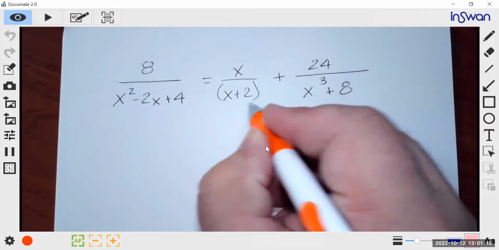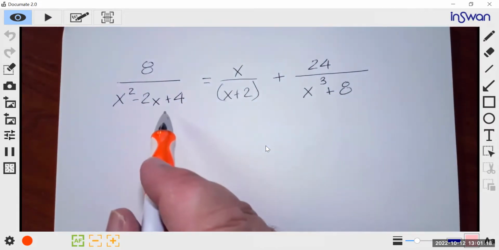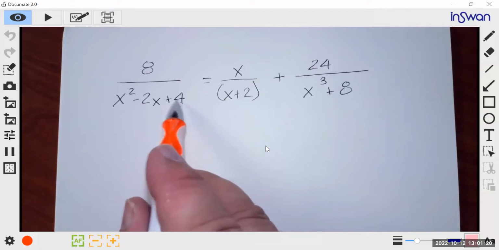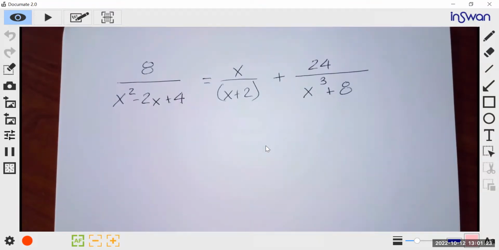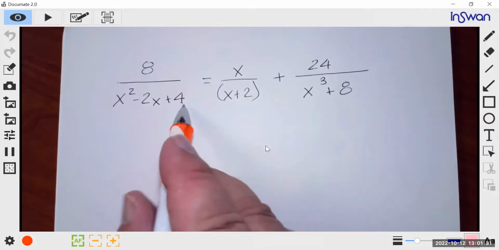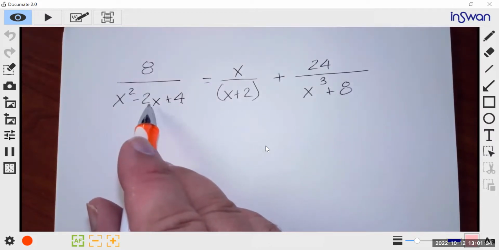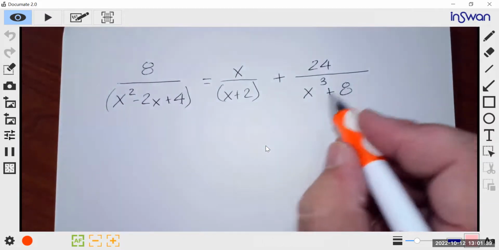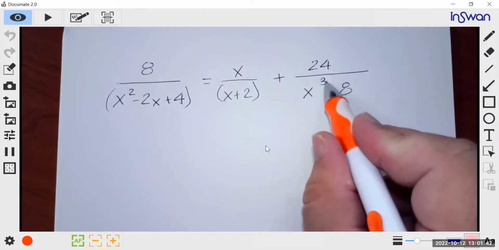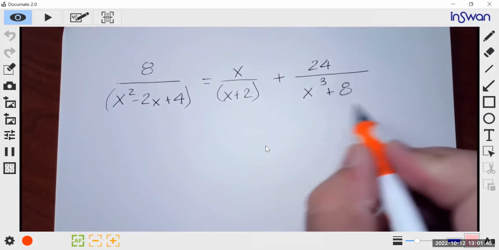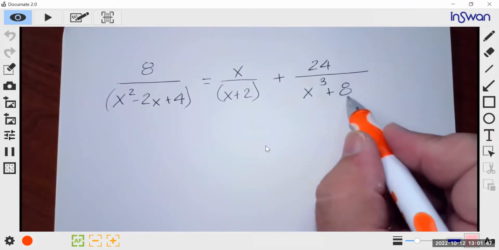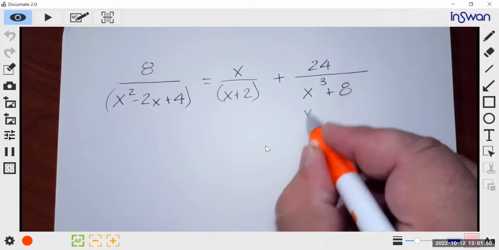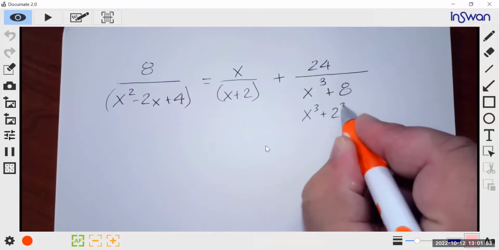So this one's already factored. Can't go any further. Can this one go any further? What times what is 4, and when you add them, you get 2? 2 times 2 is 4, 2 plus 2 is 4. It can't be. That one can't go any further. Is this one? It's got a cube. So is this a sum of 2 cubes? What's 8 made up of? Yeah, so this is x cubed plus 2 cubed.